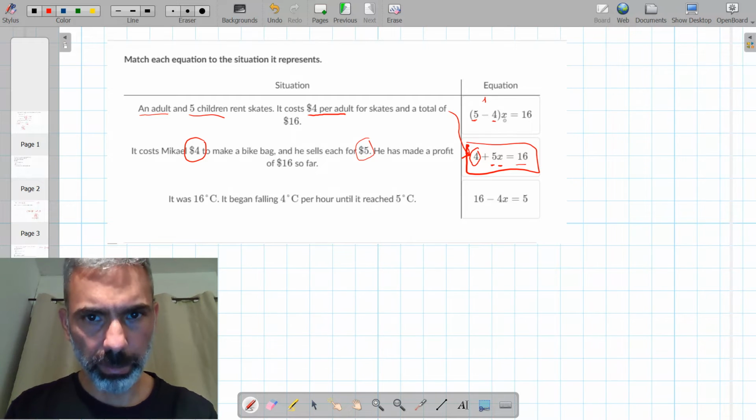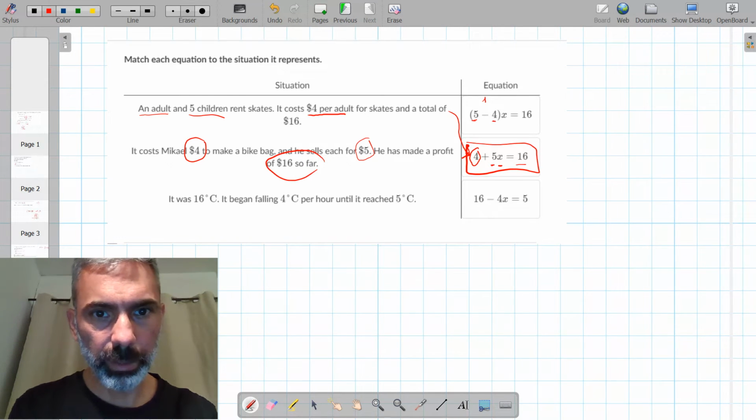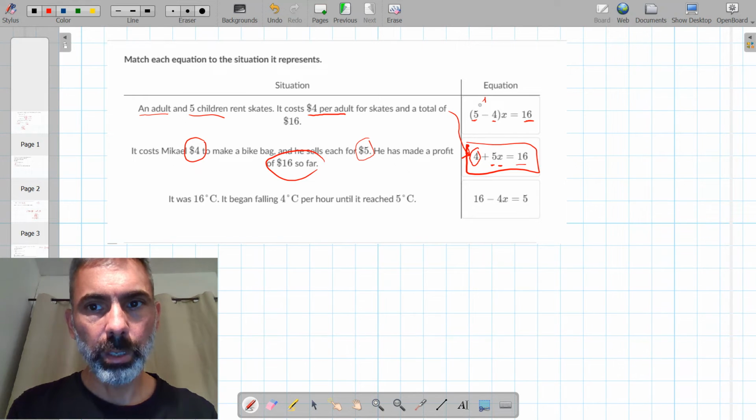But we don't know how many bags he sold. So x represents the number of bags he sold. And we know that he made $16 so far. Okay, so 1 times x is 16. So he sold 16 bags. So this situation correlates to this equation.